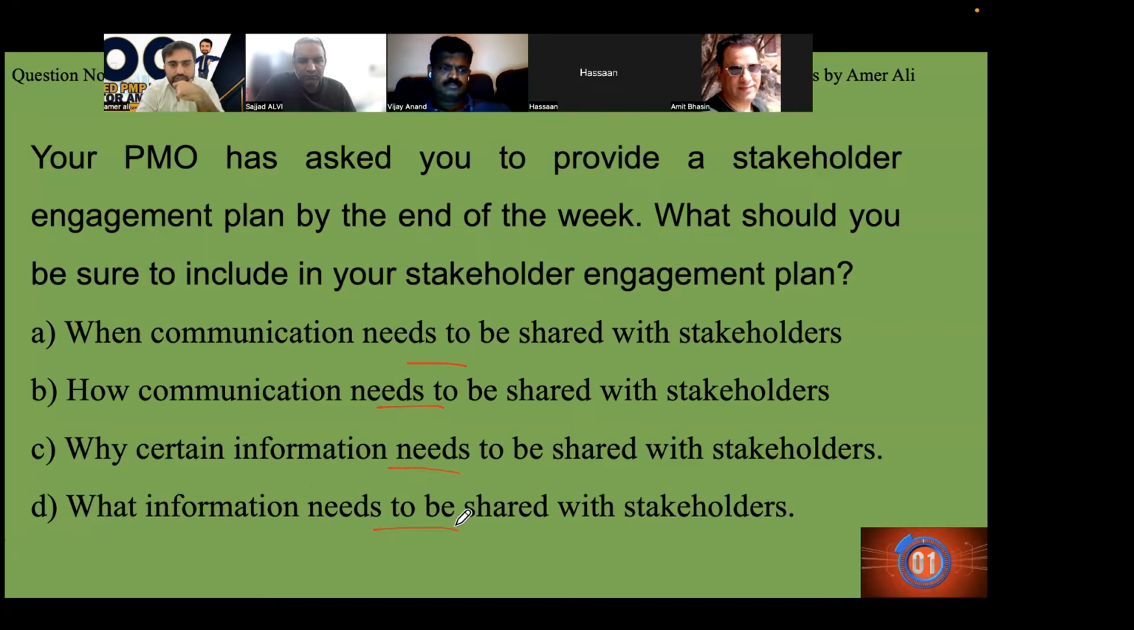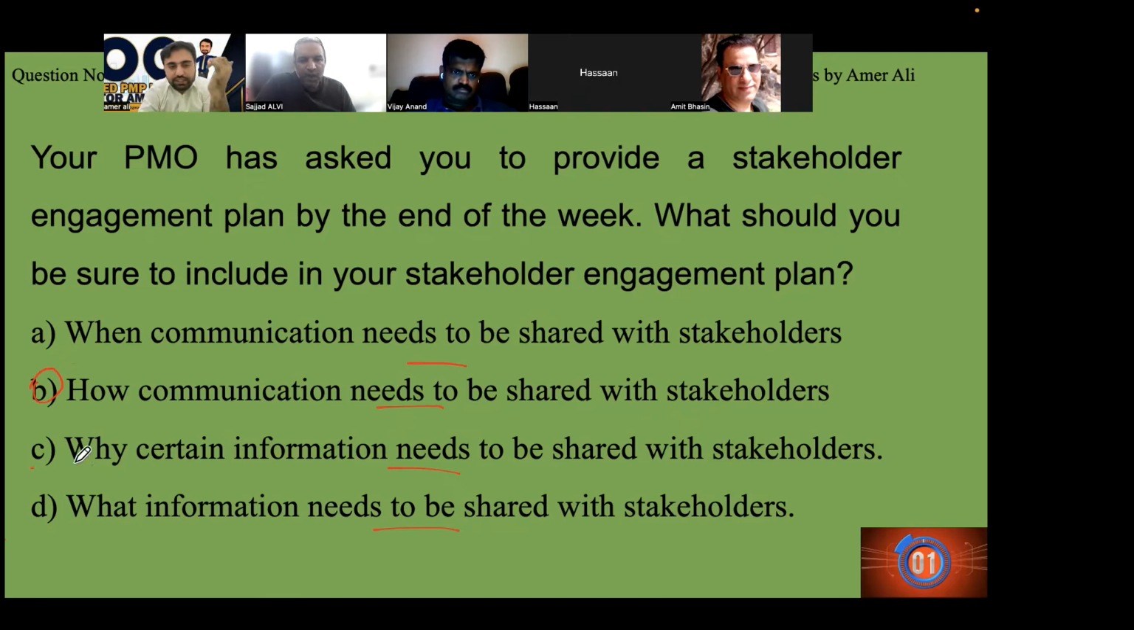What information needs to be shared, when the communication happens, how communication needs to be shared, strategies. Why, the reason behind that, who needs the information, how much, what information needs to be shared. C is the right answer. Why? It's a very interesting question because it depends from project to project, but we need to look into that. Why does certain information need to be shared?